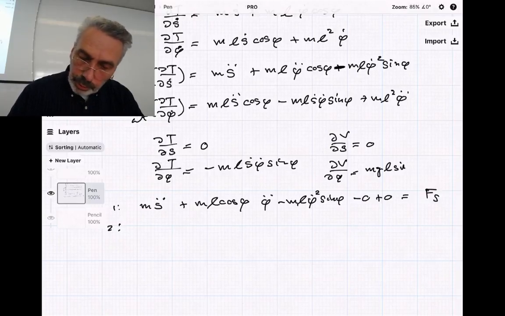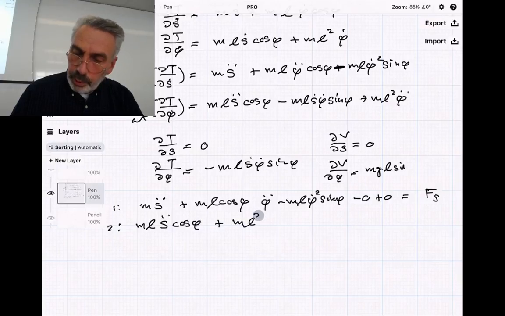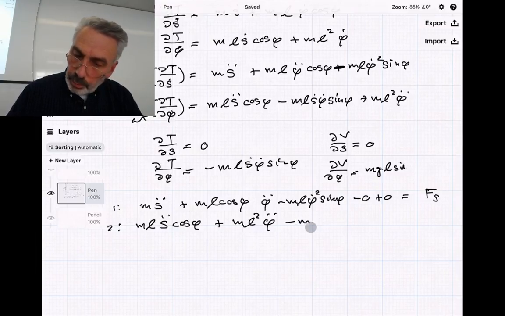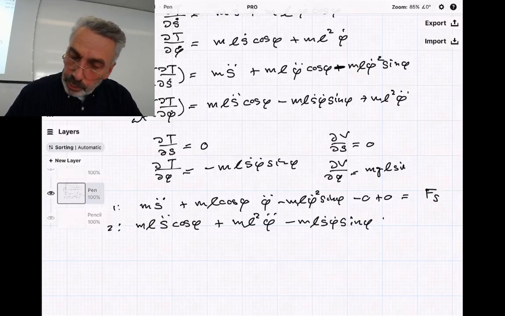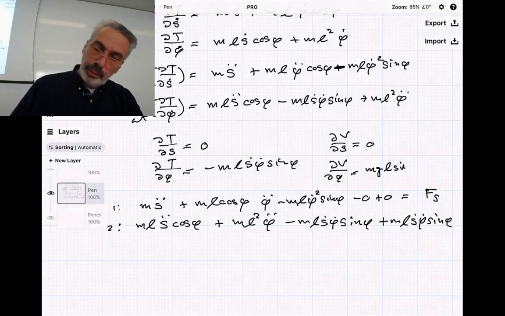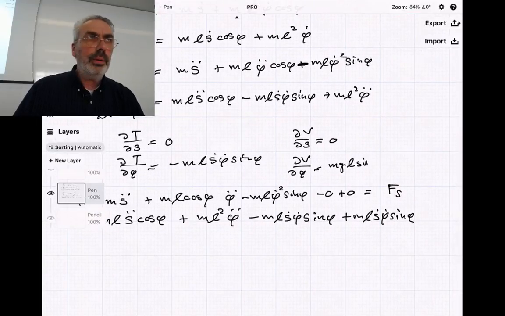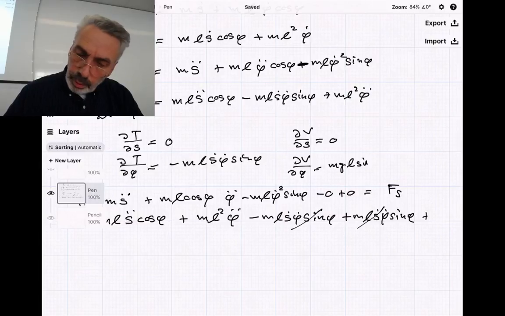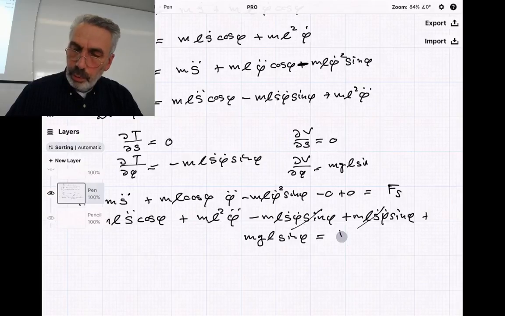Let's do it like this here: m l s double dot cosine phi plus m l squared phi double dot. And then minus m l s dot phi dot sine phi. And then minus this term, so that's plus m l. Oh, they are identical. They're the same. Did I make an error? They sort of cancel out apparently, these two. Okay. Plus m g l sine phi, let's call it M phi.